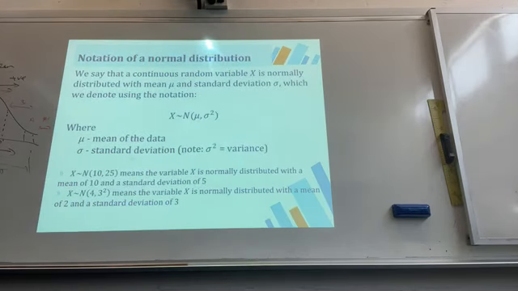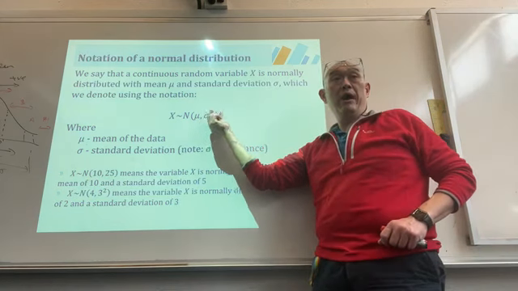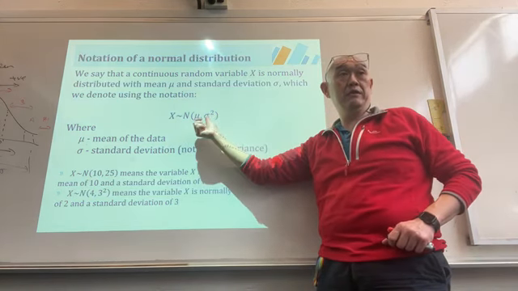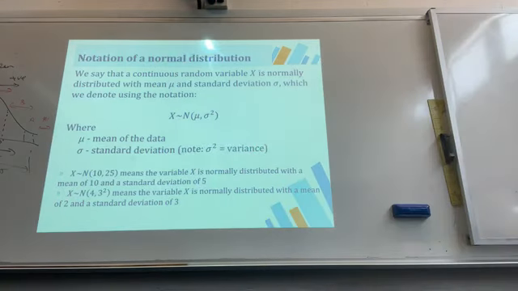Now, the notation. We say that a continuous random variable X is normally distributed with mean mu and standard deviation sigma. We denote it using the following: X with the little squiggle is normally distributed with the mean of mu. And now, note, we use variance when we write the notation. We don't use just sigma. So you've got to be very careful, it is sigma squared. Alright? The variance is sigma squared.